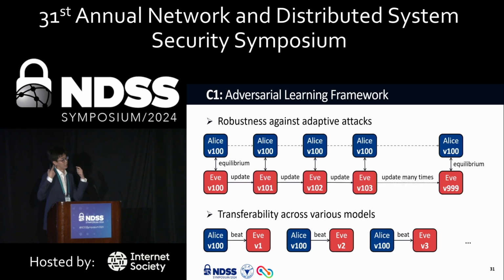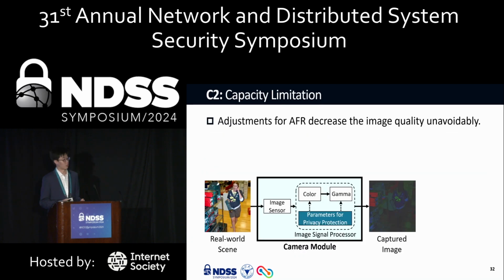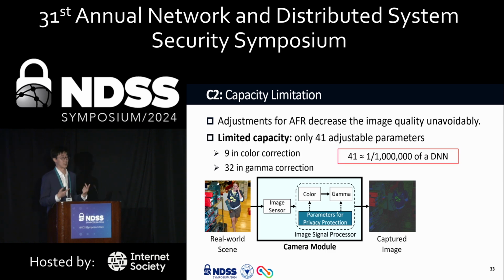To conclude, the adversarial learning framework can help the protector gain robustness against adaptive attackers and gain transferability across various facial recognition algorithms. For the second challenge, we found the ISP parameter adjustments for anti-facial recognition will unavoidably decrease the image quality, even if we include a loss term or constraint to limit the magnitude of adjustments. The reason for this is the limited capacity of parameter adjustments.